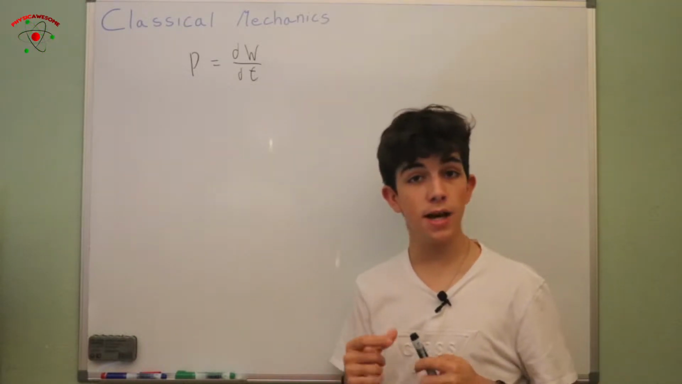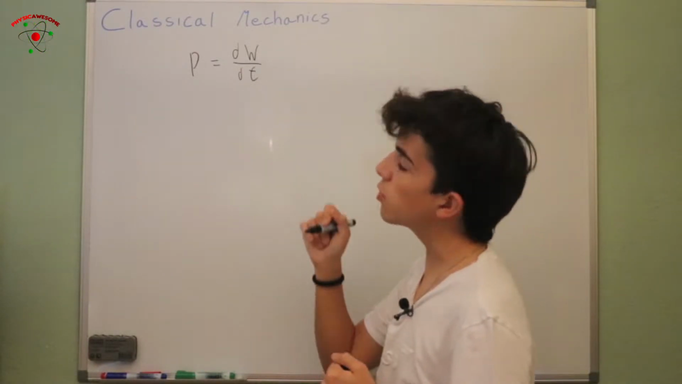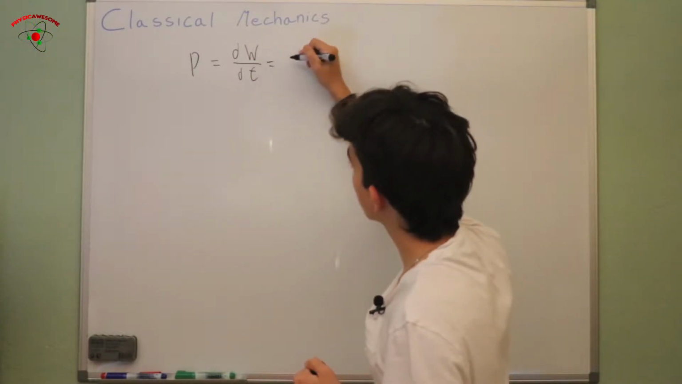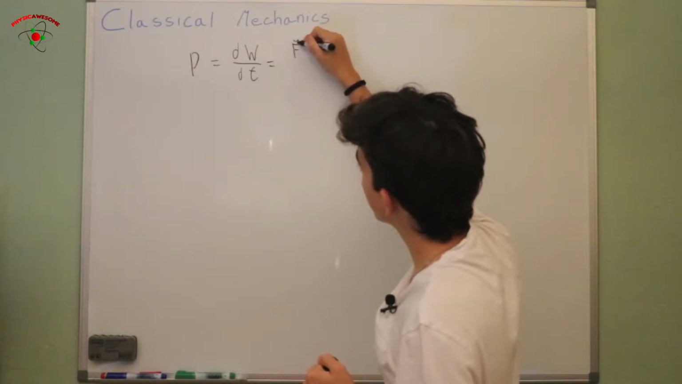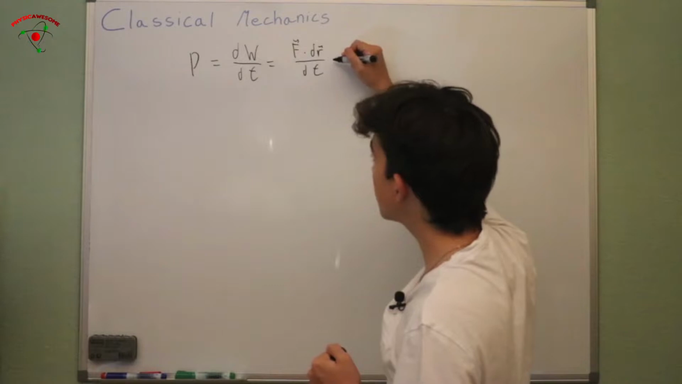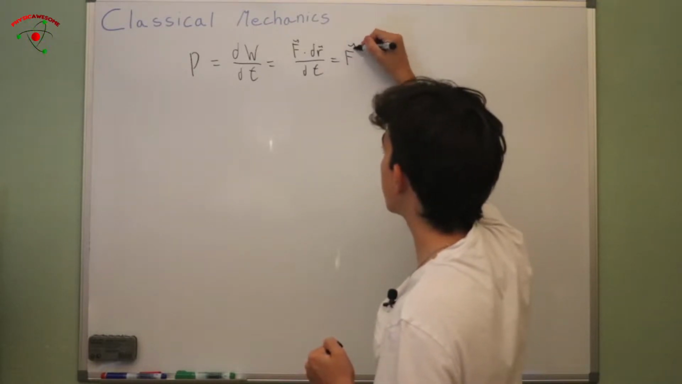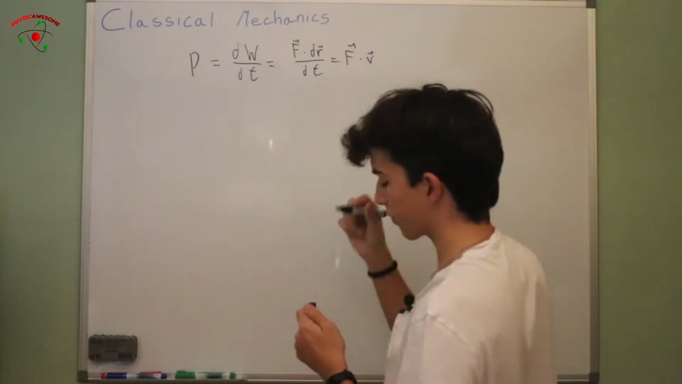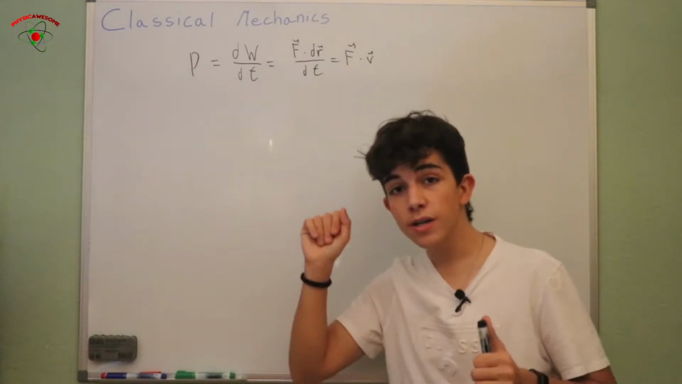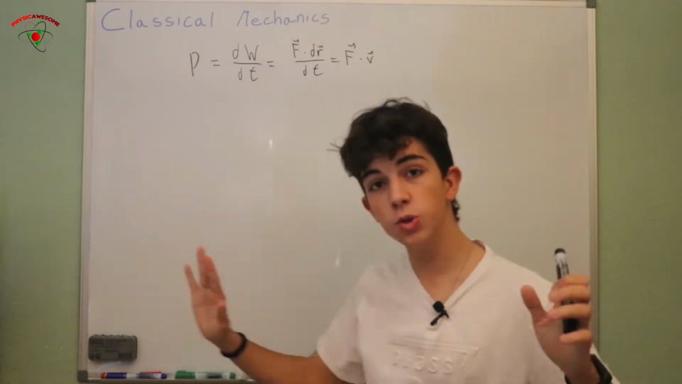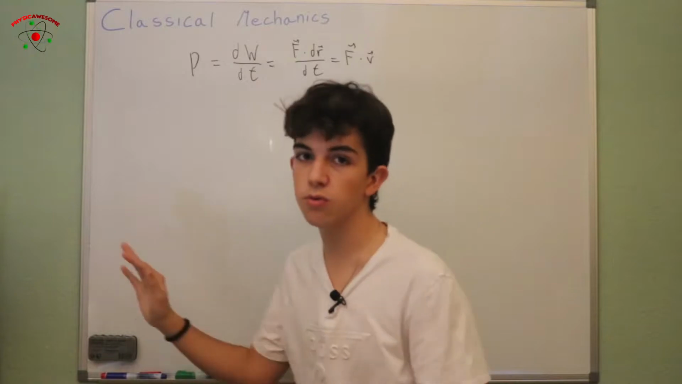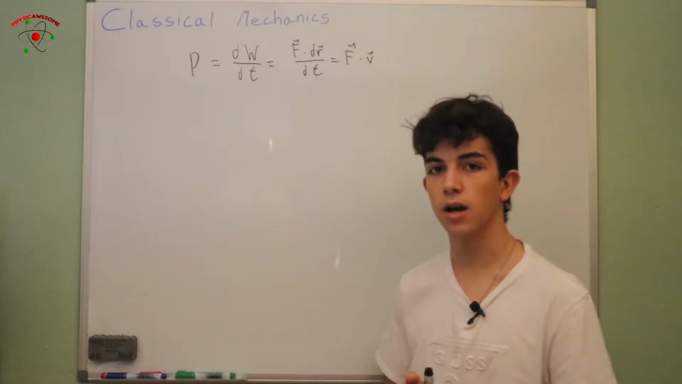And we can see that because if our small element for work was equal to F dot dr, we see that divided by dt, this is no other thing than the force times velocity. Therefore, we see that this power is a measure of how much force you are making and how much velocity you have made the object have.